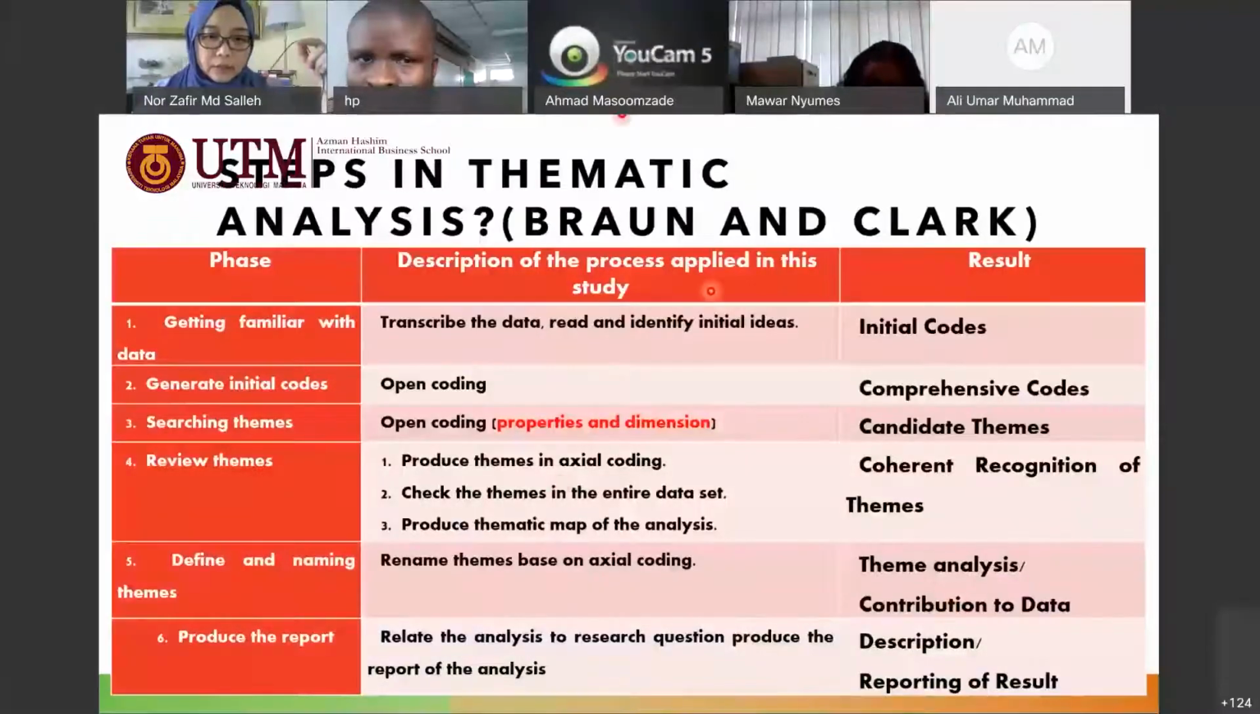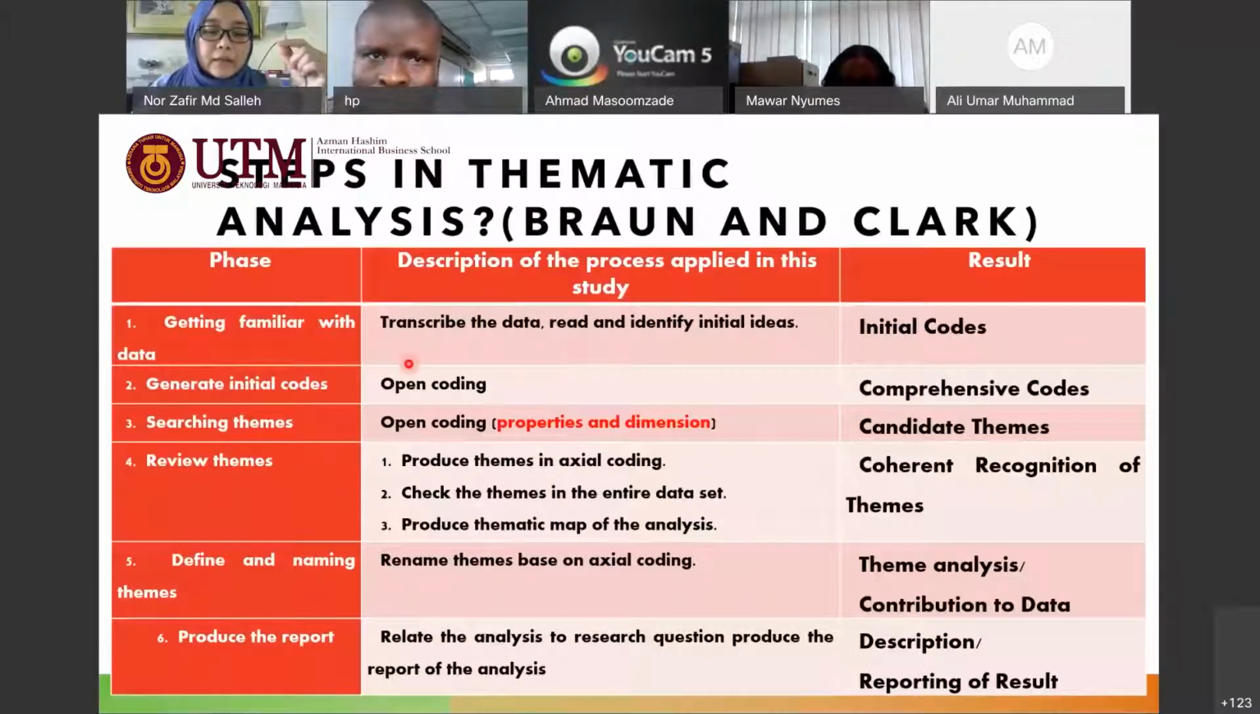All right, so this is the one that I use in my thesis. This is the phase recommended by Braun and Clarke. This is the one that I do in my thesis. When I want to get familiar with the data, I transcribe the data. I read the data and identify the initial ideas of the data.